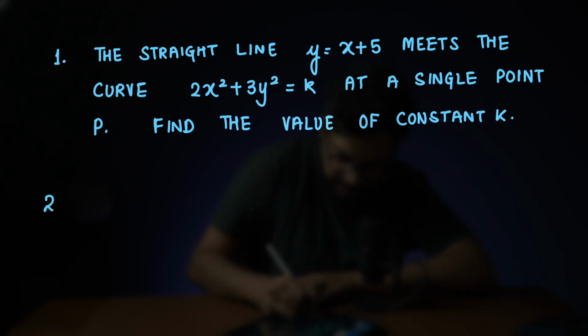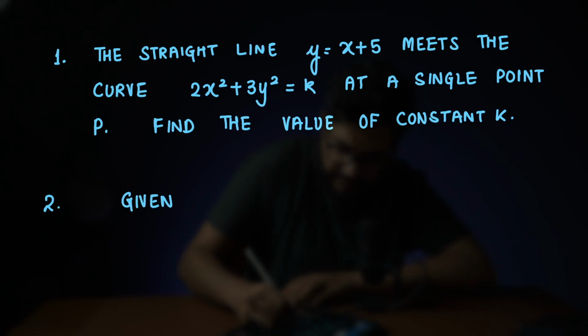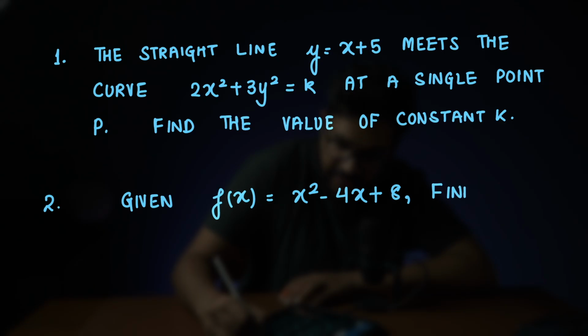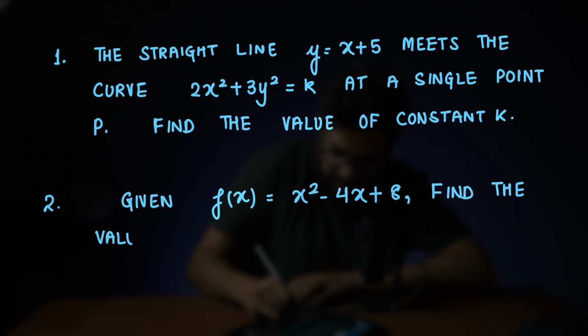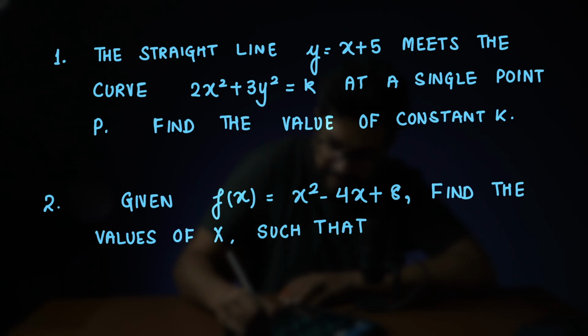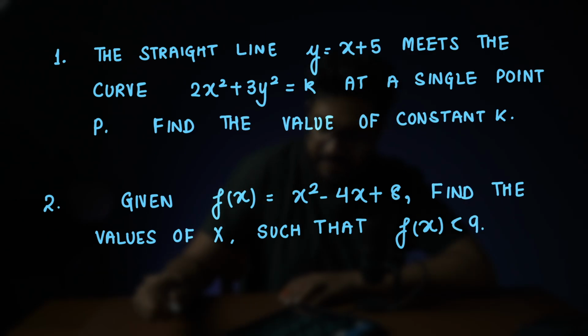One more question. Given f(x) is equal to x square minus 4x plus 8, find the values of x such that f(x) is less than 9.